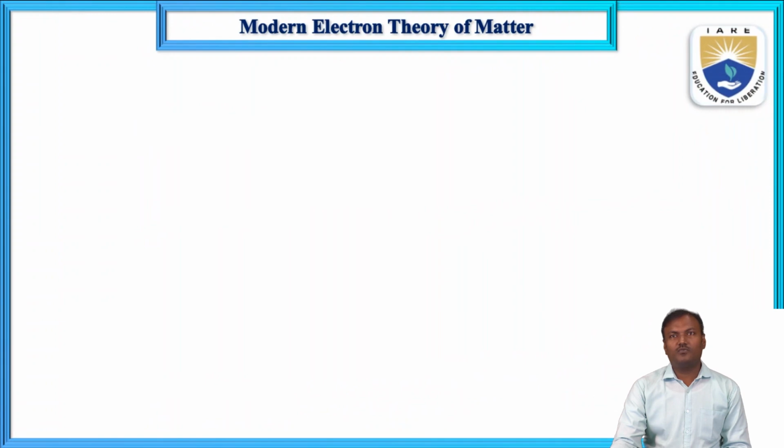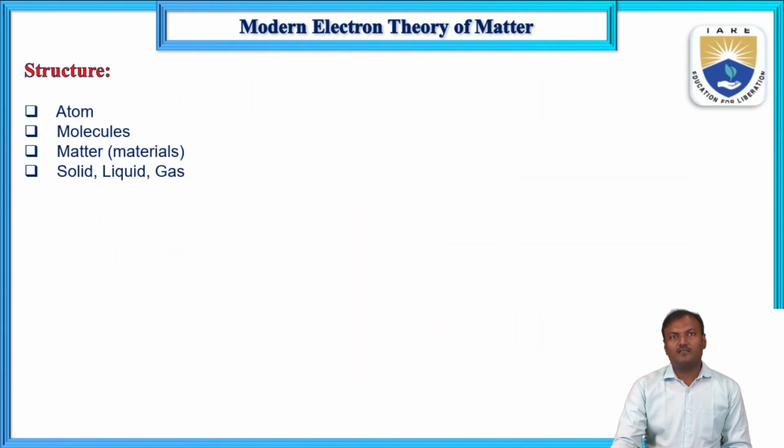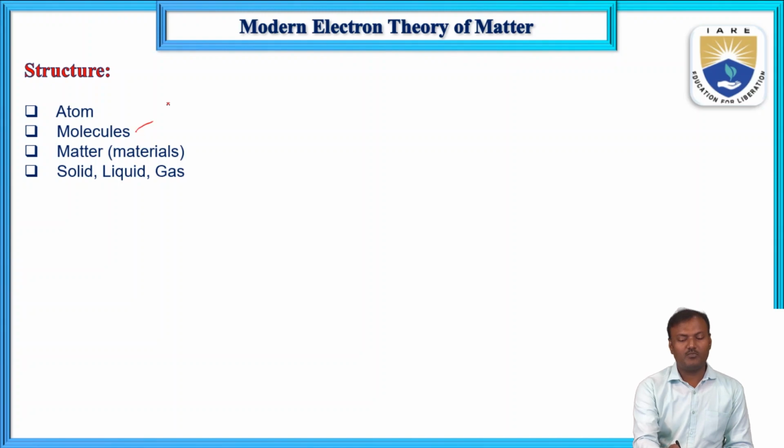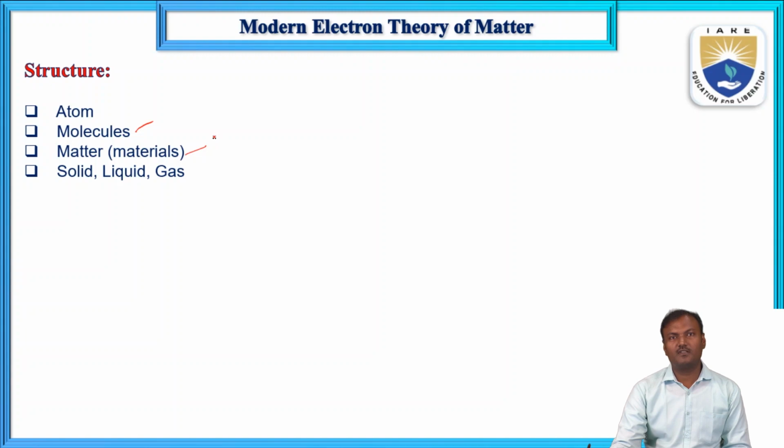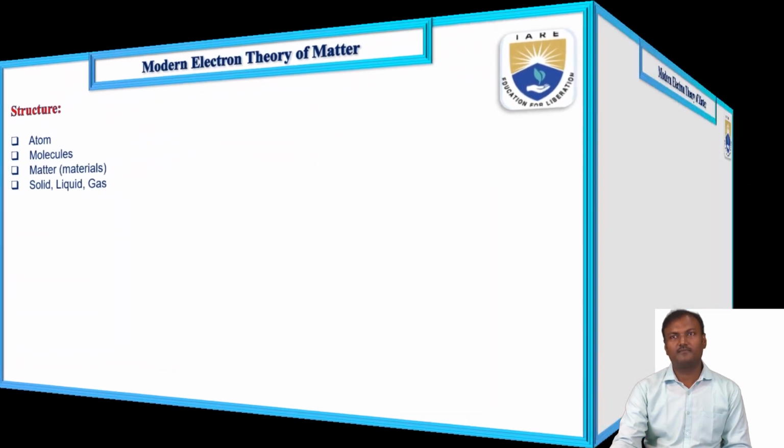According to modern electron theory of matter, the structure of any matter consists of atoms and molecules. A number of atoms constitute molecules, a number of molecules constitute matter, and matter is further divided as solid, liquid and then gas.